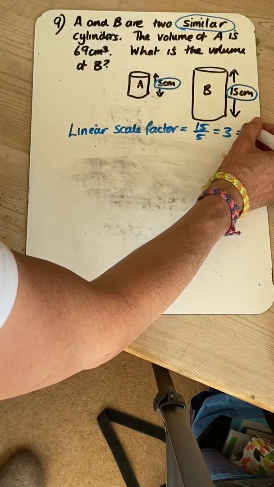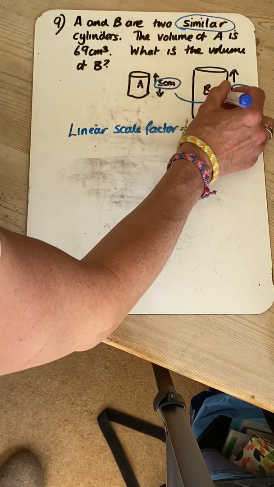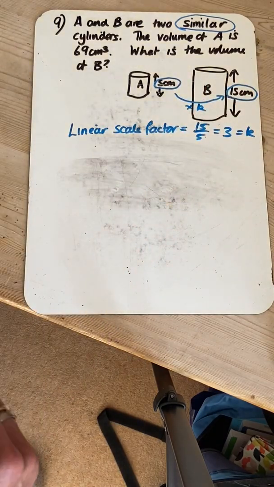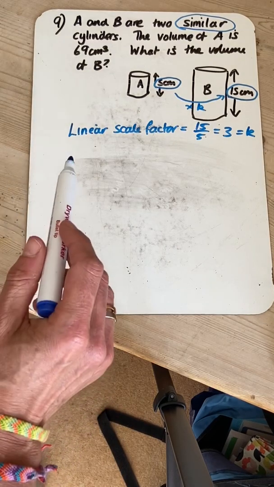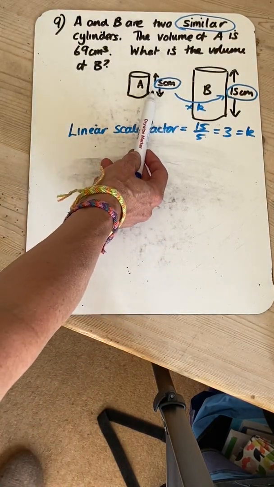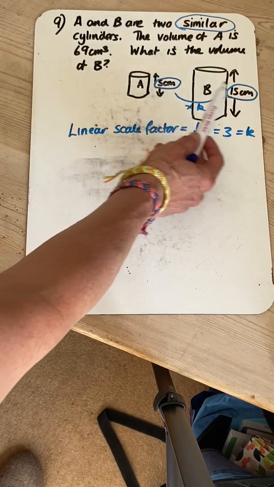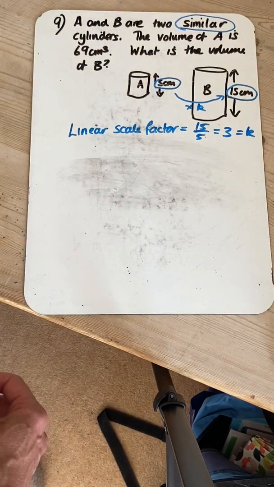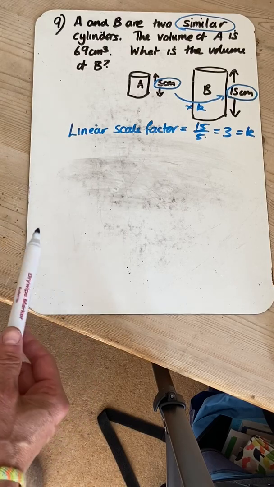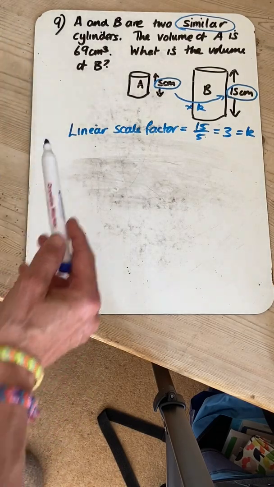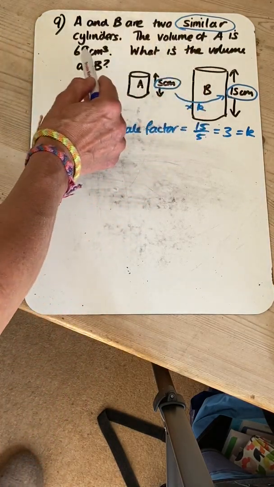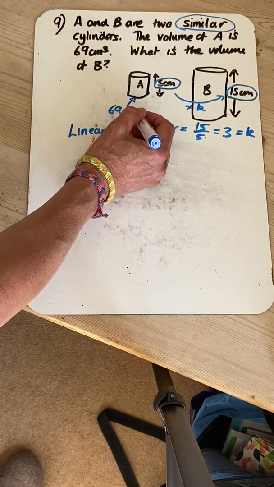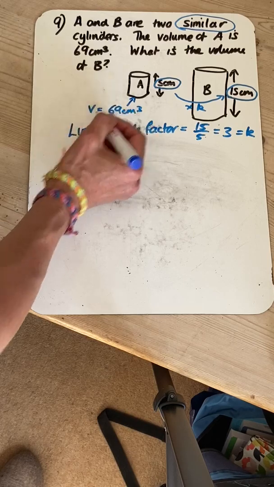And remember, that's our k. That's what we do to multiply. We're multiplying by k. That's our linear scale factor to get from a height, or it could have been a radius on this one, to the same measurement on that one, the corresponding measurement on that one. Now, we're interested in volumes. We're told the volume of A is 69 centimetres cubed. That's this one here. 69 centimetres cubed is the volume.